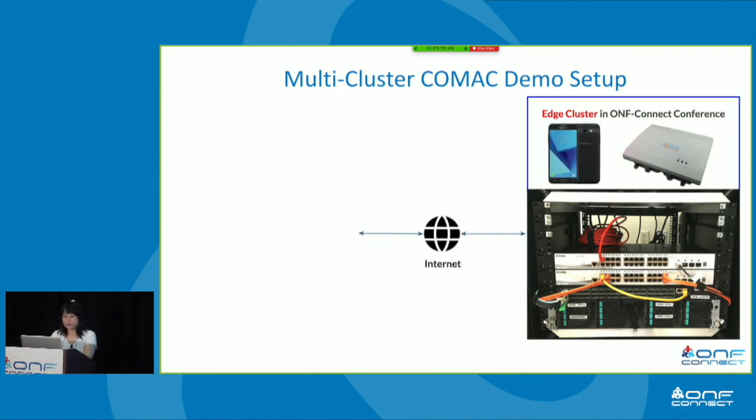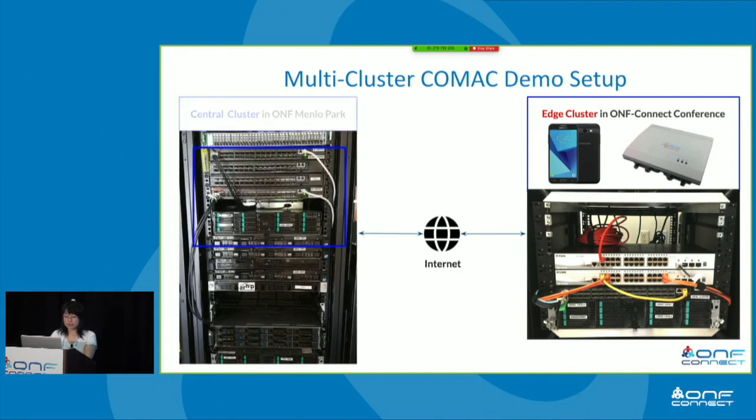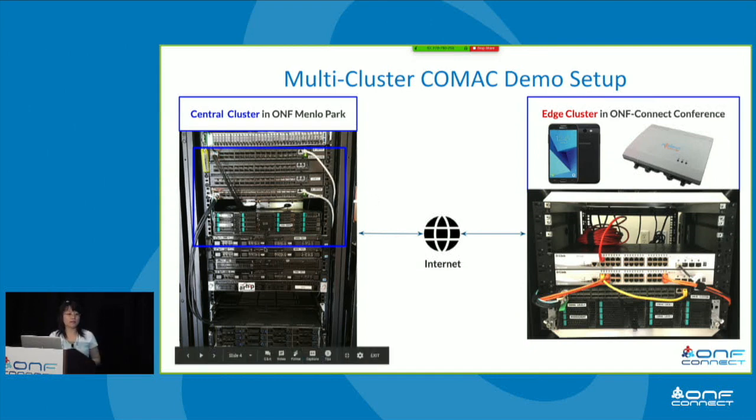And on the remote side, we call it a central cloud. It's located in the ONF office in Menlo Park. So it's across cities. And here we show the cross cities in this year's MWC. We show the cross countries. We have the edge pod in Barcelona, the MWC conference, and this side is in the GT side.